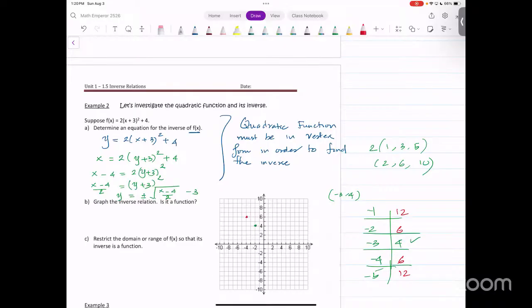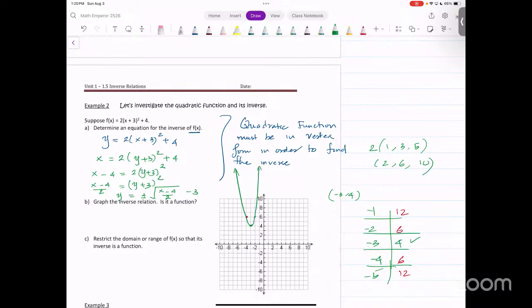And then you have -2, comma 6. I put this point in the wrong spot. -3, comma 4. Then -2, comma 6. That's how the graph will look.